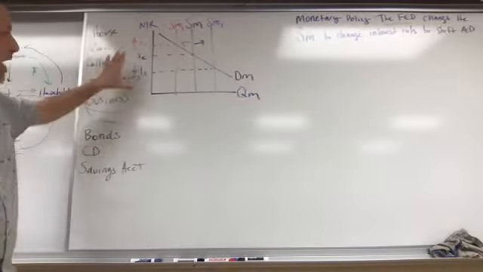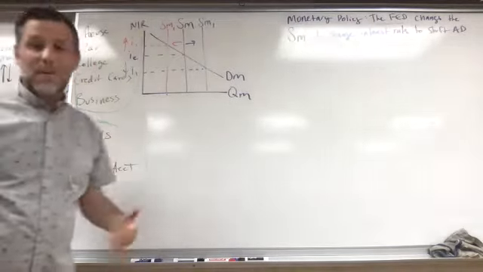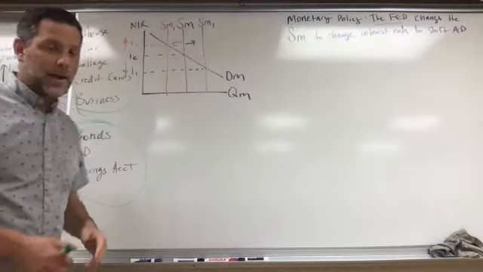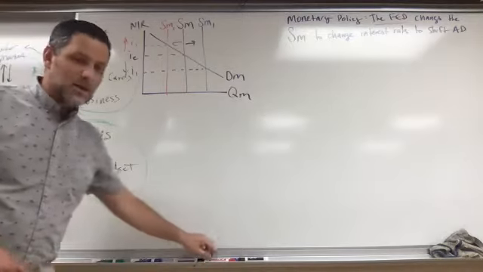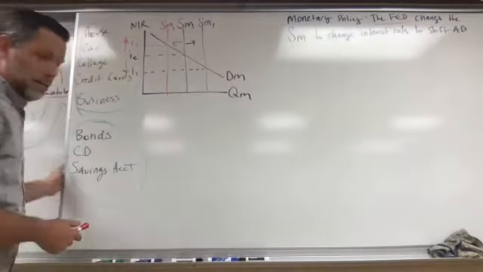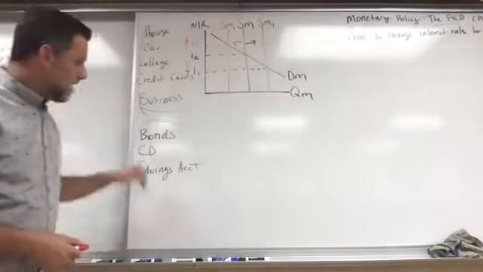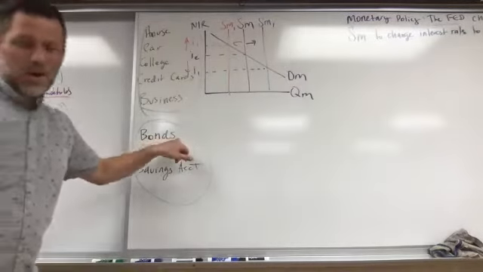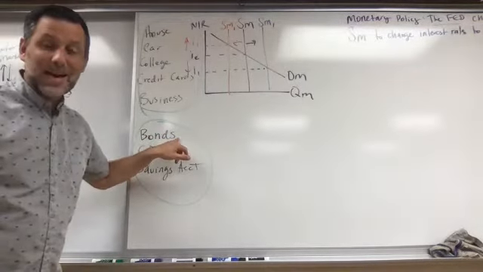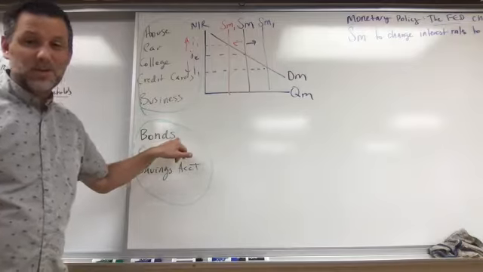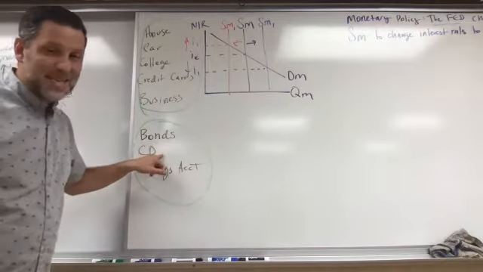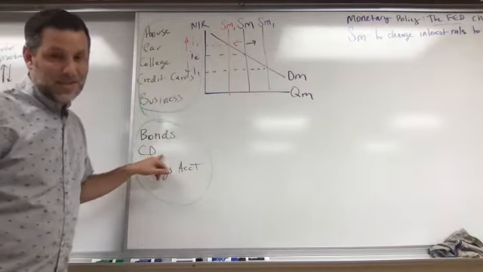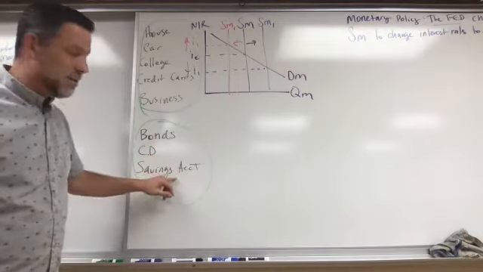So if we can change the interest rate, let's say we make interest rates go down. If I've got money, that bond is not going to be as attractive because it's not going to pay me as much anymore because interest rates are lower. That CD is not going to be very attractive because interest rates are lower. Same thing with the savings account.